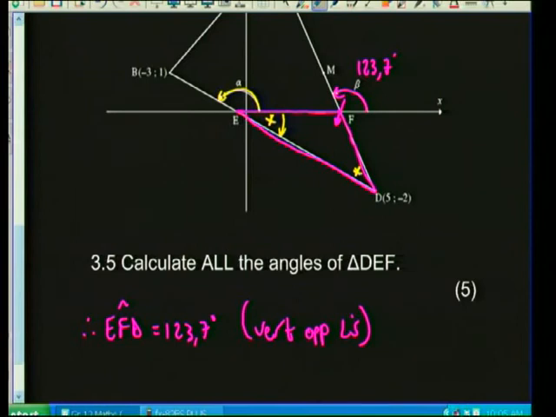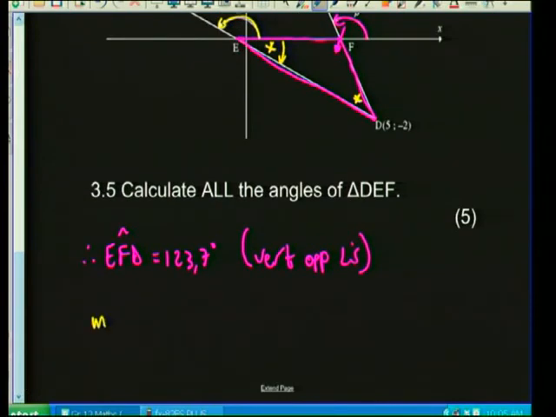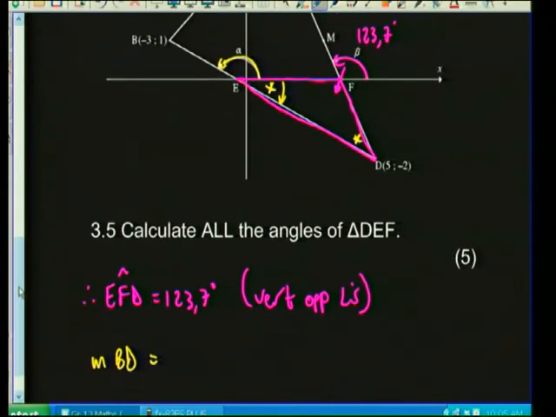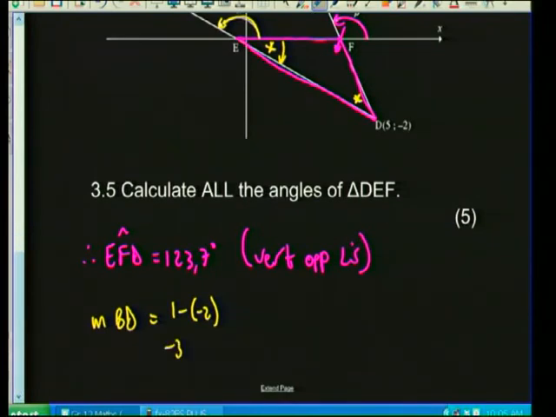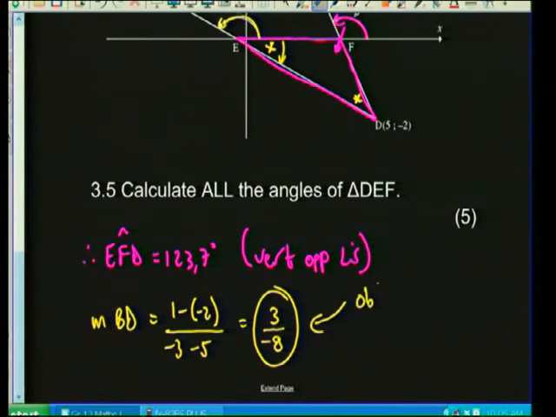So that means that in order to find the angle of inclination, I need to find the gradient of line BD. So I'm going to go and say, let's find the gradient of BD. And of course, the gradient of BD is the change in y, so it's going to be 1 minus -2, and the change in x, which is -3 minus 5. And so that's going to give me 3 over -8. This immediately is saying to me negative gradient. Remember, it's going to be obtuse. This is my hint to myself, not what you're writing in the paper.